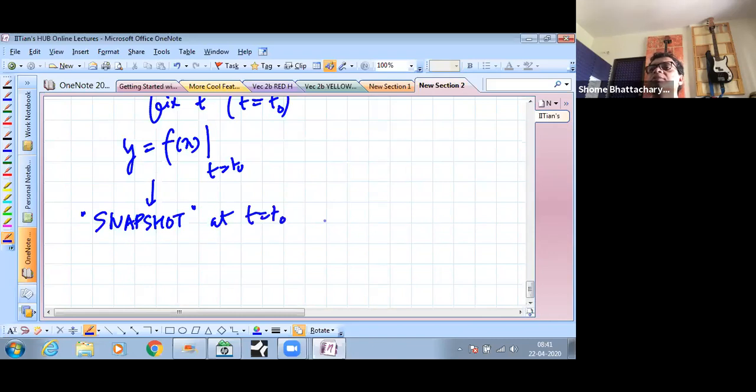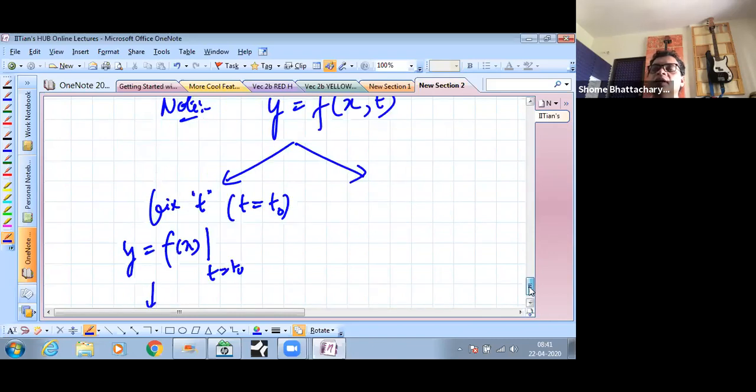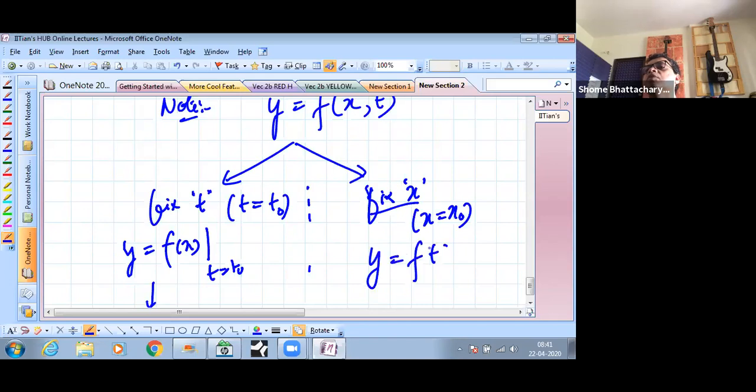So instead of describing the motion as a function of time, it is just describing the relation between y and x at a fixed value of time. So it becomes what we call the snapshot picture. Similarly, if we fix the value of x, so for example, we take x equal to some x naught. So in that case, y becomes a function of time, but for that specific value of x equal to x naught.